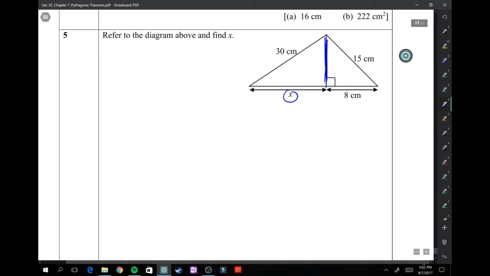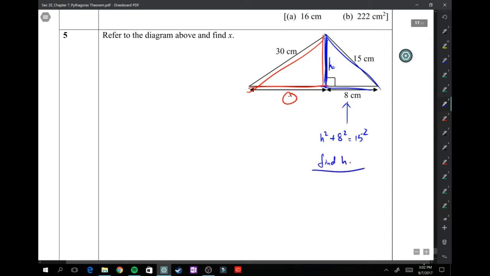They share the same height here, you see. So we have two triangles again. This is the first, and this is the second. So I'll actually circle x in red. Now using Pythagoras theorem, we can find the height. Let's call this h. So h squared plus 8 squared equals 15 squared. So we find h, right?